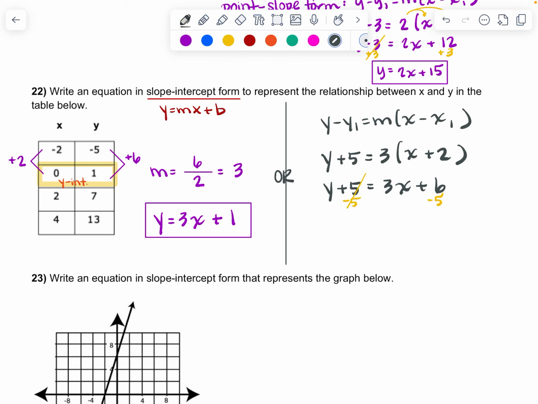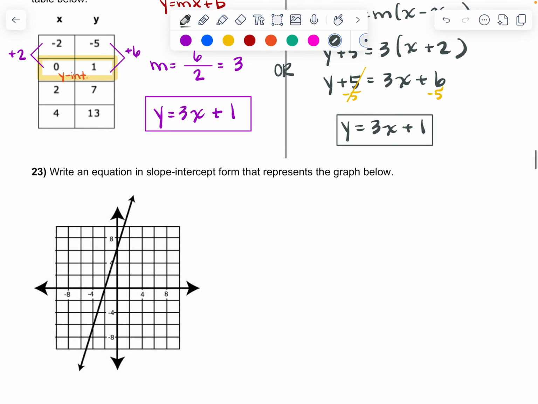And what do you know? When I subtract 5 from 6, I end up getting 3x plus 1. So you're going to get the same answer every time, right? It's just a matter of, do you see that you were given the y-intercept? Or, which is fine if you don't, but you just need to go through point slope form.